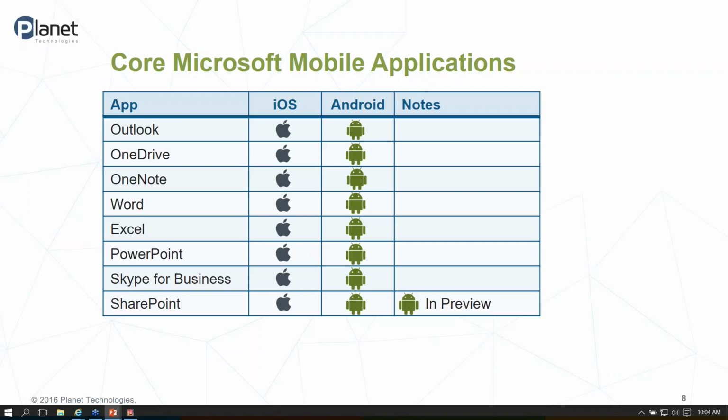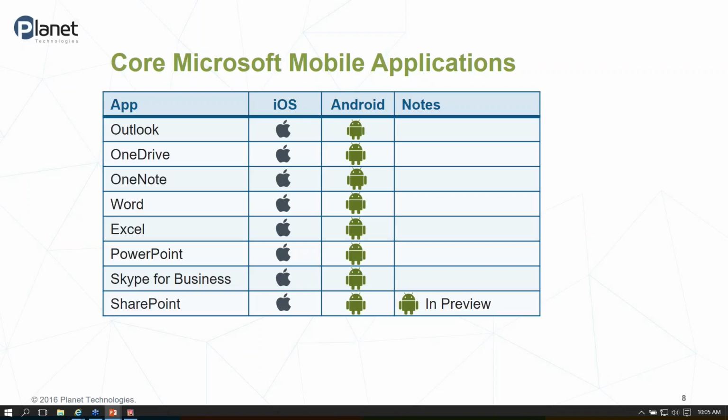And then here at the bottom, I've listed Skype for Business and SharePoint. Depending on the organization and how they operate, those are the other two that we see most often. So it's usually email, file storage, of course, the Office applications themselves, and then you're looking at communications, Skype for Business, and then SharePoint collaboration. So all of these are available on both iOS and Android.